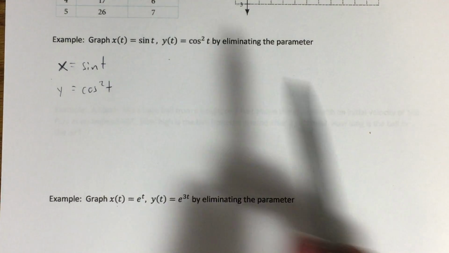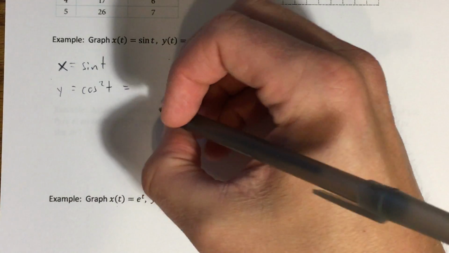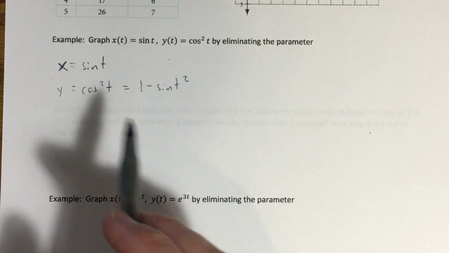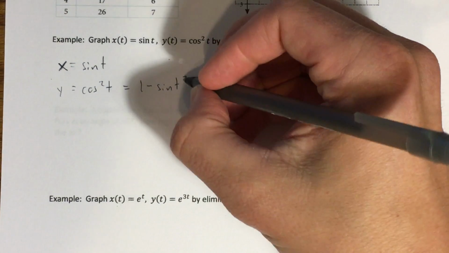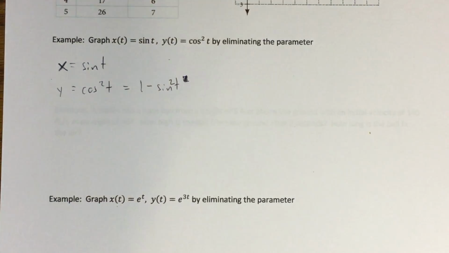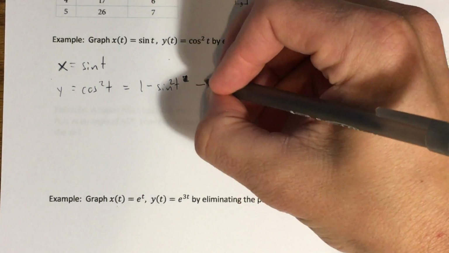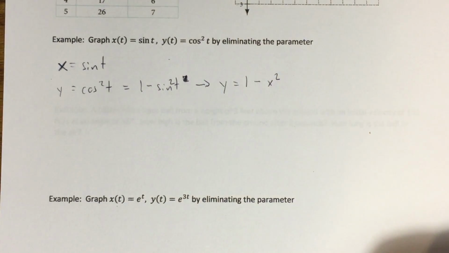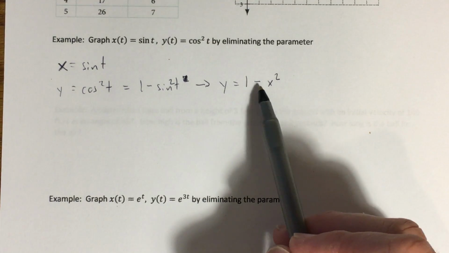The goal here is to make some kind of substitution. Well, I know from my Pythagorean identity that cosine squared of t is the same thing as 1 minus sine squared of t. Now, I have a sine of t here and a sine squared of t here. Actually, I don't know why I put my second power there. Squared should be right there. That means I could substitute an x for the sine here, giving me this, y equals 1 minus x squared. So the graph of this is going to look like the parabola y equals 1 minus x squared.